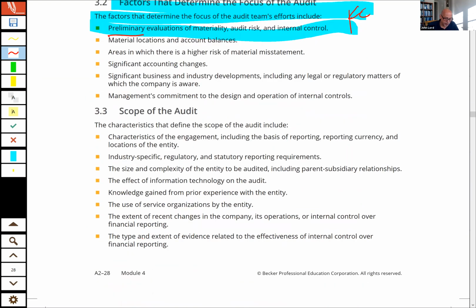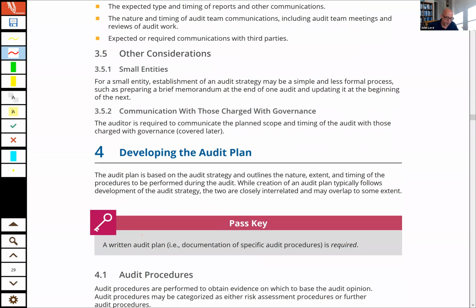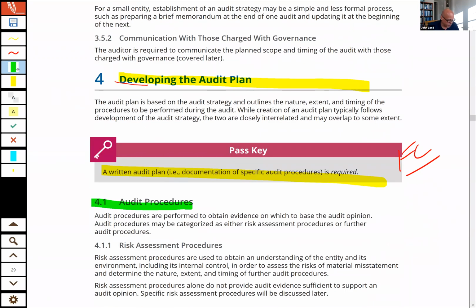Okay. All right, then you come over and you start to develop the audit plan, and there must be a written audit plan on all engagements. There has to be a written audit plan, audit program on every engagement. Okay, and when we write up that audit plan, it's going to have certain categories to it. The procedures will be categorized as either risk assessment procedures or further audit procedures.